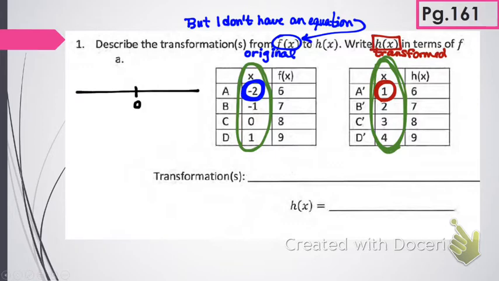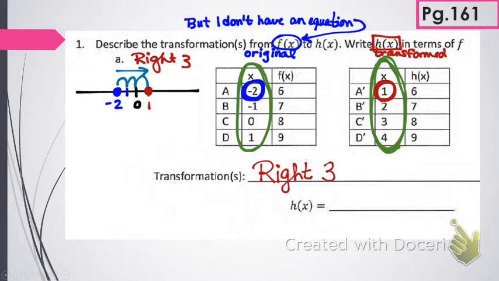So if 0 is right here on the x-axis, -2 would be back here, right? +1 would be right here. If this is where my original function started, and that same position on the transformed graph is here, which way and how far did we go? Right 3. 1, 2, 3 hops. So to the right 3. So where it says transformations, I'm going to write that: right 3.